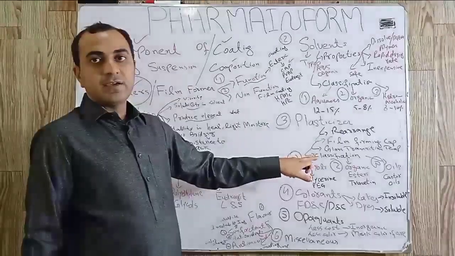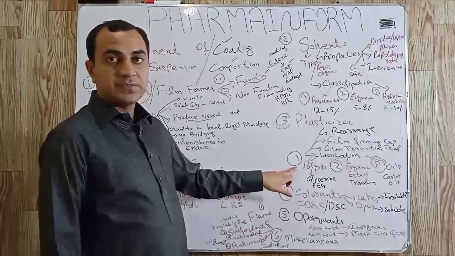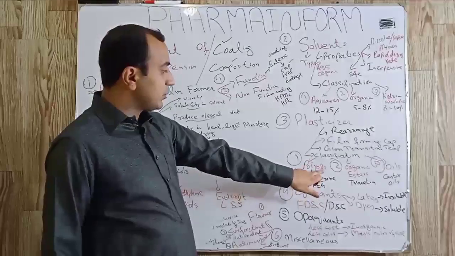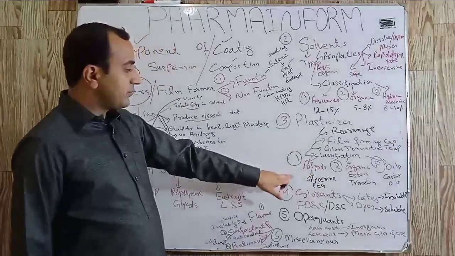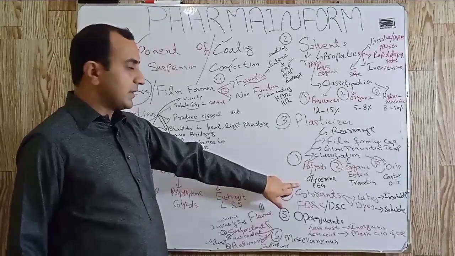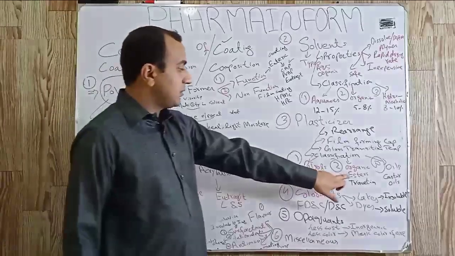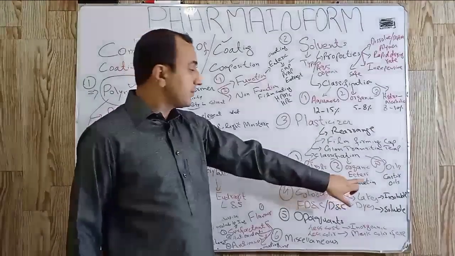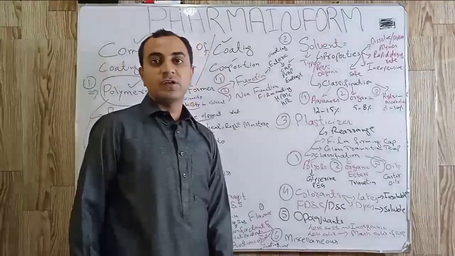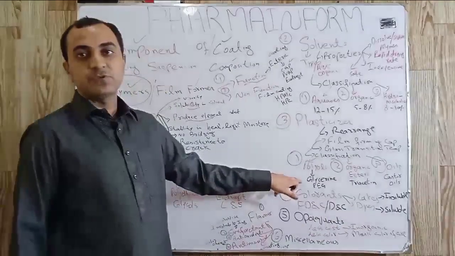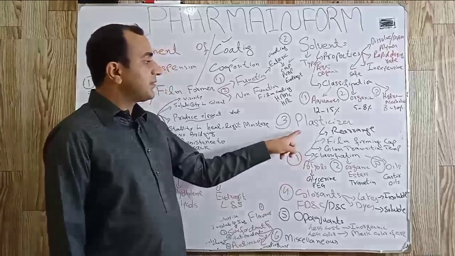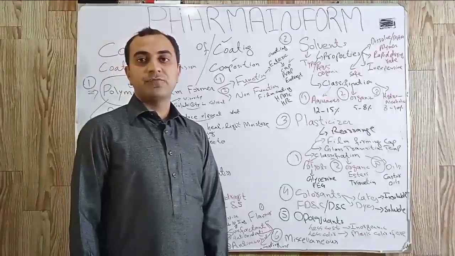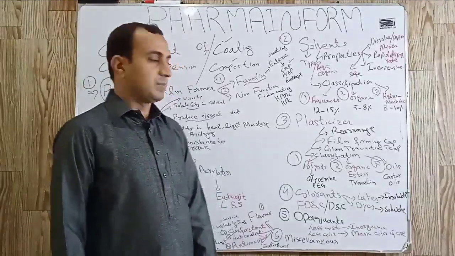Polymer plasticizers have three types, three classes. One is polyols, organic esters and oils. In polyols we have glycerine or polyethylene glycol (PEG). In organic ester we have triacetyl. In oils we have castor oil. Any one of these can be used as a plasticizer in the coating suspension, and plasticizers simply enhance the film forming capacity of the polymer.